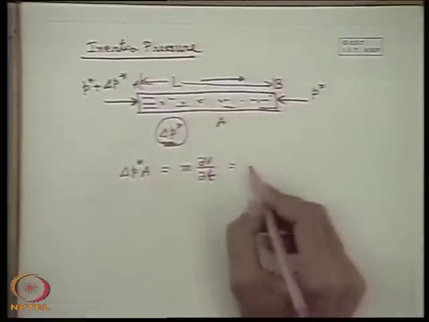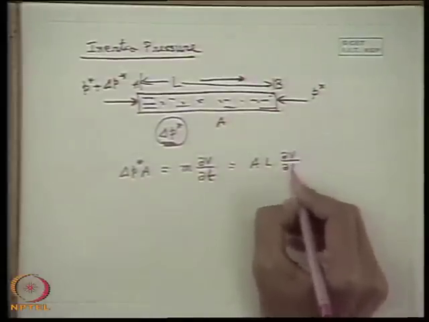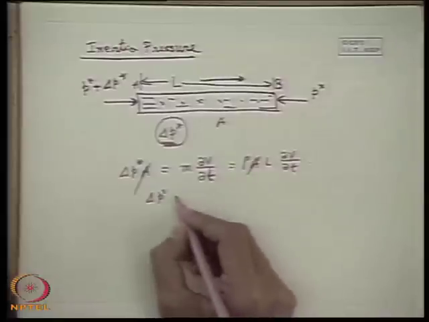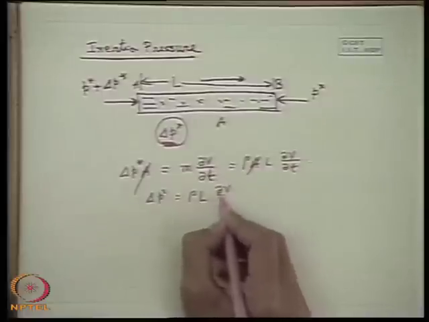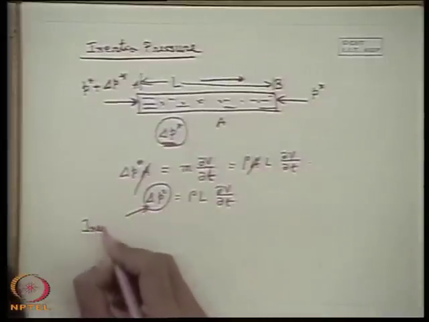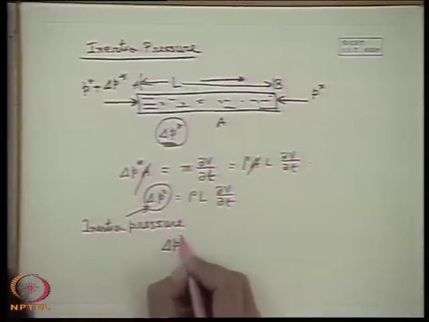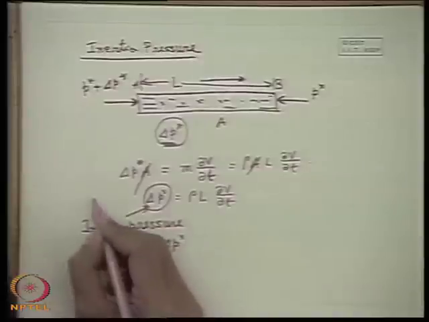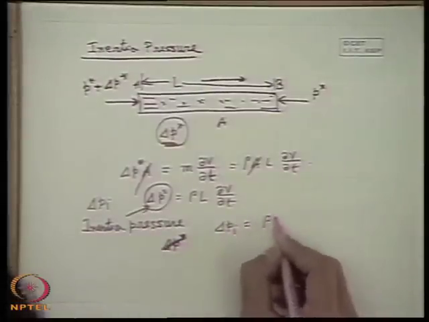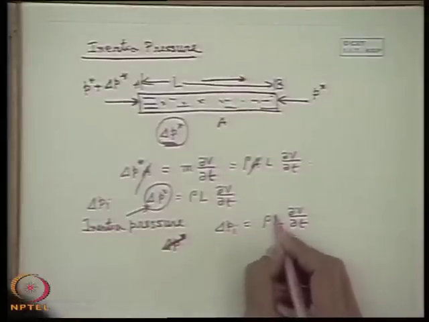So now we can write M as cross-sectional area A and length L into ∂v/∂t. So A is cancelled. Therefore we get rho, the mass density, times L ∂v/∂t. This is known as the inertia pressure. Sometimes it is written as ΔP_I. So ΔP_I is equal to rho L ∂v/∂t. This is the expression of inertia pressure, which accelerates a column of liquid of length L.